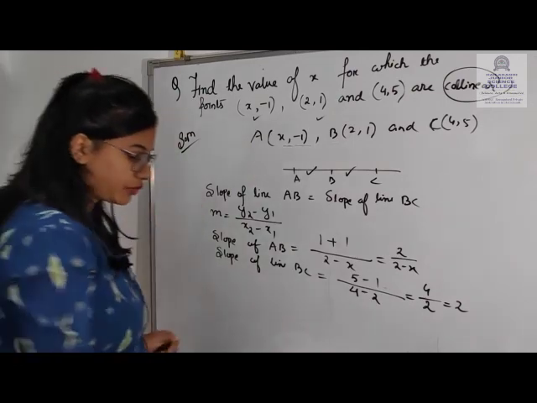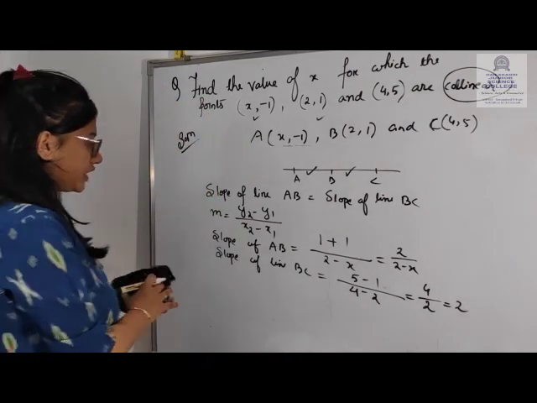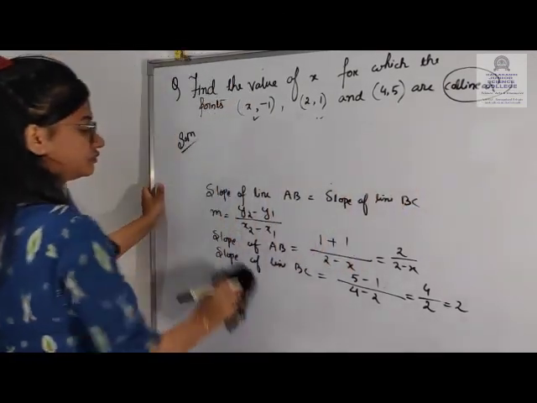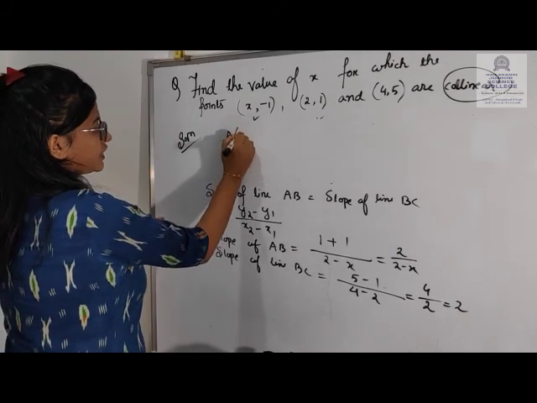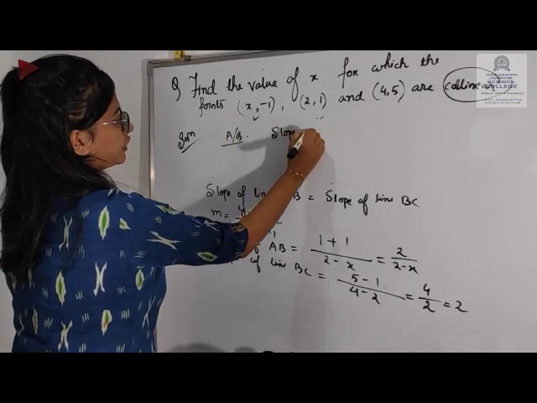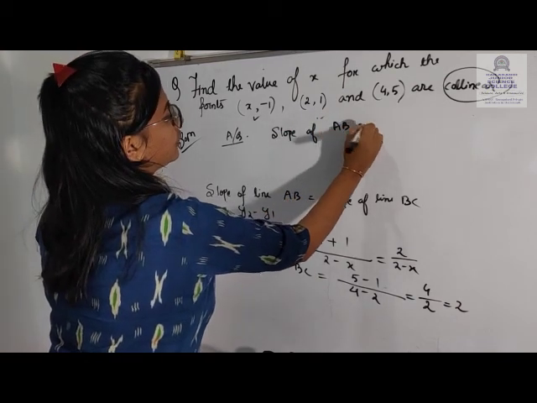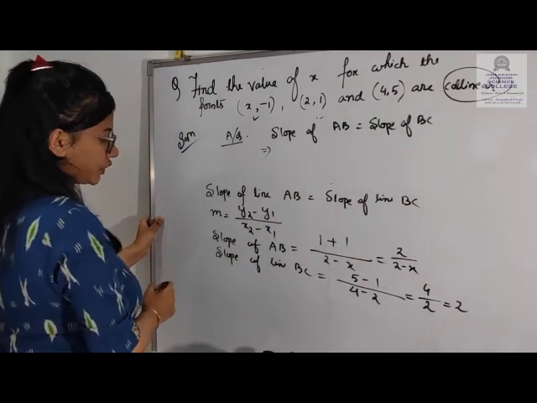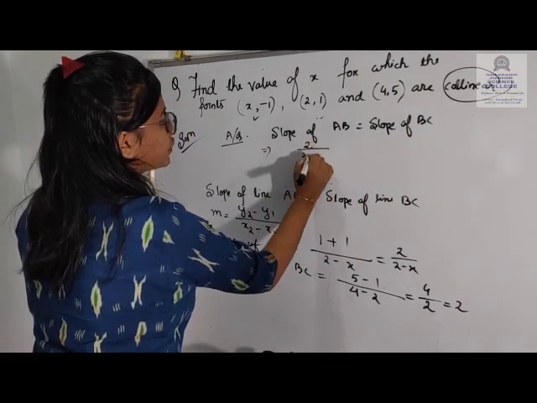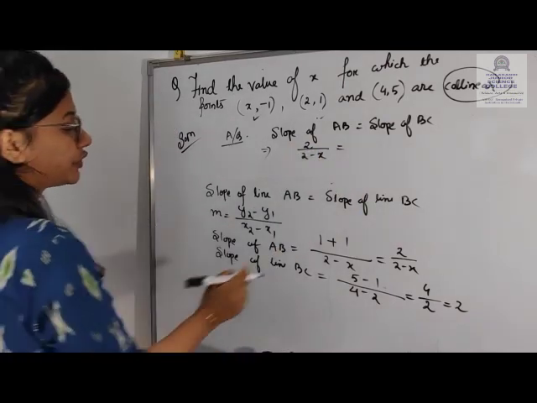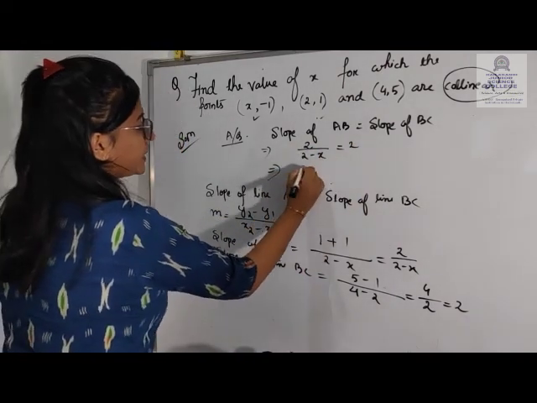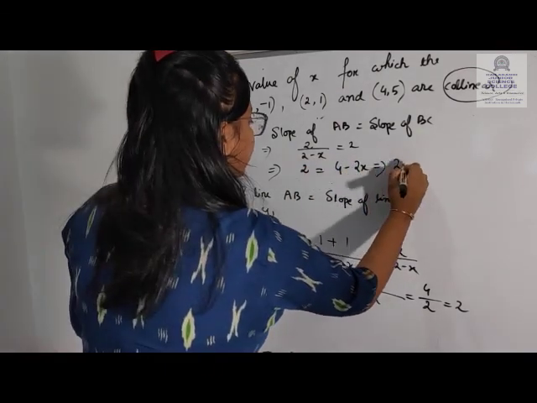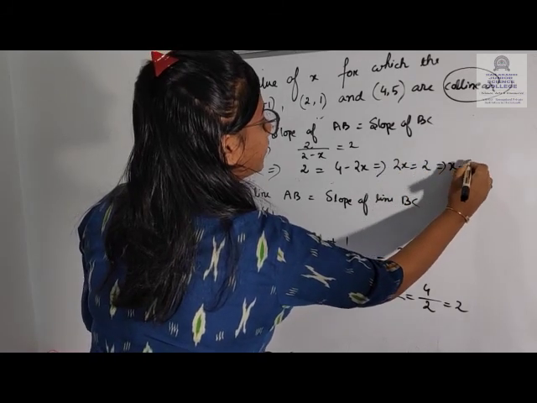Now what is the condition? Since the points are collinear, we have to apply the condition for collinearity. According to the question, slope of AB is equal to slope of BC. The slope of AB is 2 divided by (2 minus x), and the slope of BC is 2. If we cross multiply, 2 equals 2 times (2 minus x), which is 4 minus 2x. So 2x is equal to 2. So what is the value of x? The value of x is 1.